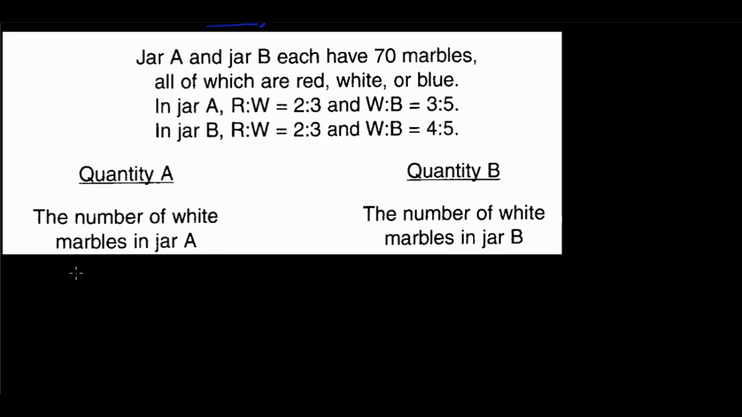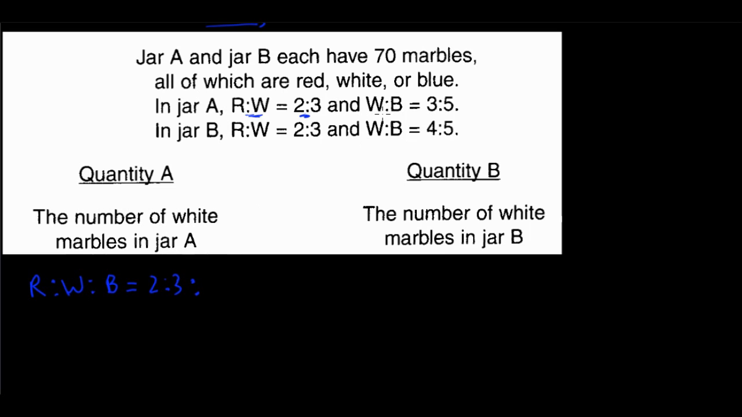So jar A, we know red to white is 2 to 3, white to blue is 3 to 5. So here we need to actually set up a three-quantity ratio. Instead of just two of these, we want to have the blue here also. So the way to write that is that basically you want to have this ratio. And you know red to white is 2 to 3, so we can write that here. Now the question is, what do you write for blue in this three-quantity ratio?